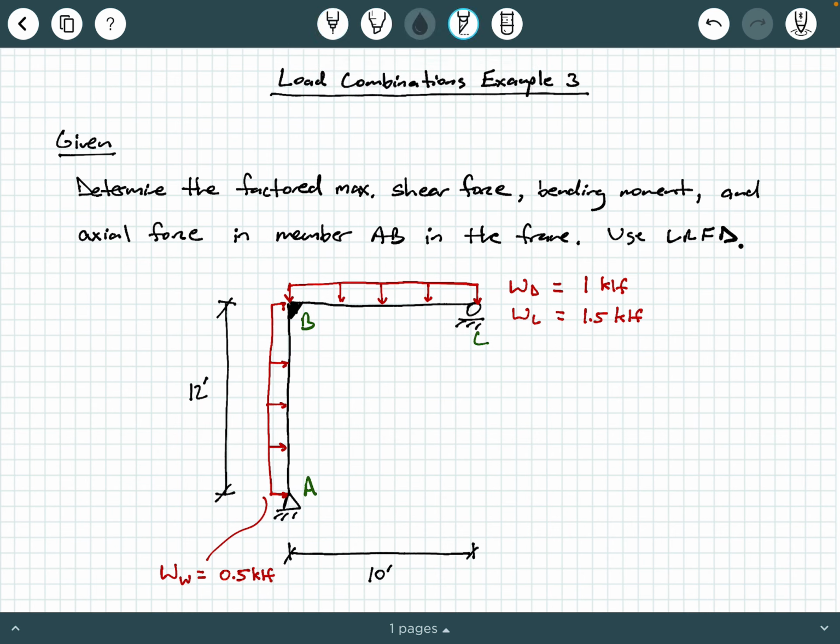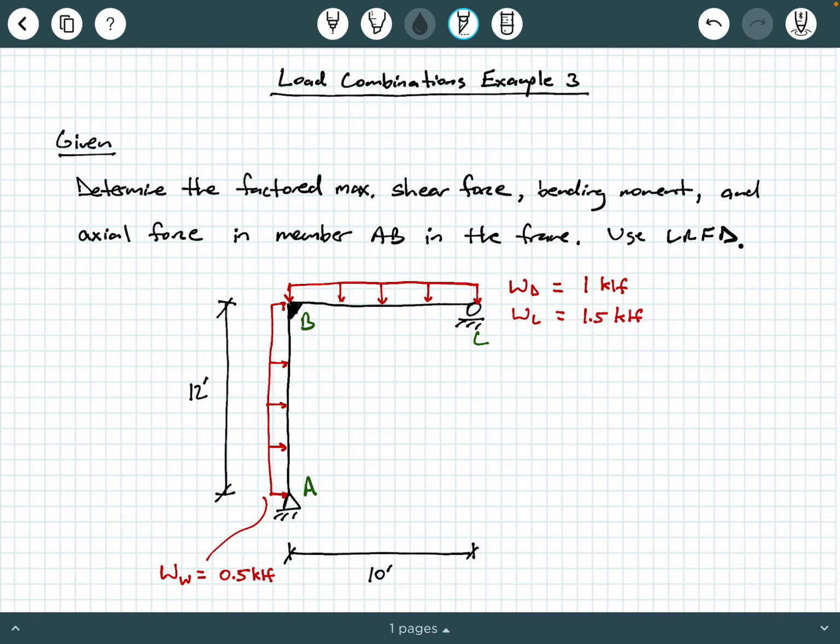We are being asked to determine the factored maximum shear force, bending moment, and axial force in member AB in the frame shown here using LRFD. So we're being asked for really three things regarding member AB. Let's take a look at this frame and make sure we know what we're looking at.